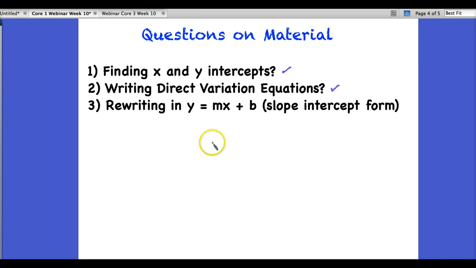Okay. Finally, number 3, rewriting in y equals mx plus b form. So you might be given a linear equation in a different form, and then you need to rewrite it so that it's in graphable form. We call this y equals mx plus b slope-intercept form. So raise your hand, you guys, if anybody needs help with that one. Evan? Okay, Evan. All right, good. Way to be proactive. Very nice. Okay, good.